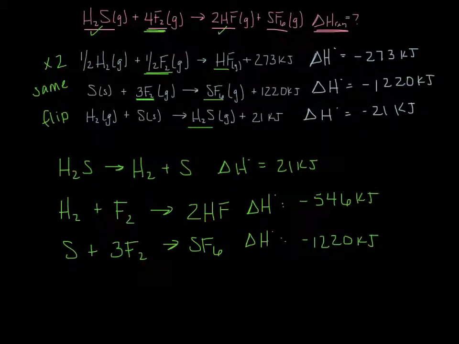Now what I need to do, and I'm going to change colors again, is add everything up. Because now I need to put all my green pieces together to create my red equation. Actually, we'll go back to red. So I'm going to look at all of my reactants versus all of my products, and I'm going to see if I can eliminate things on either side of the arrow.